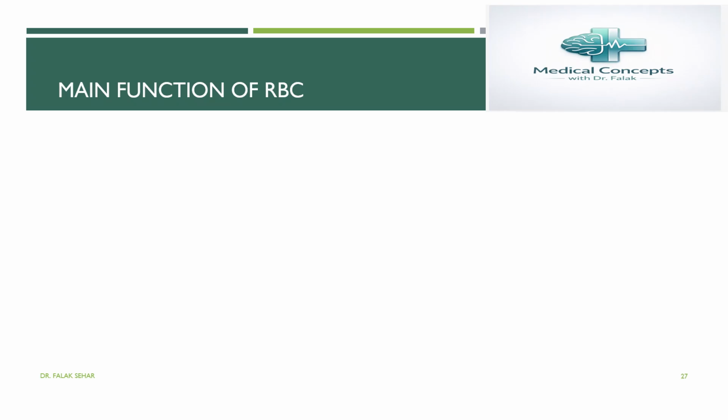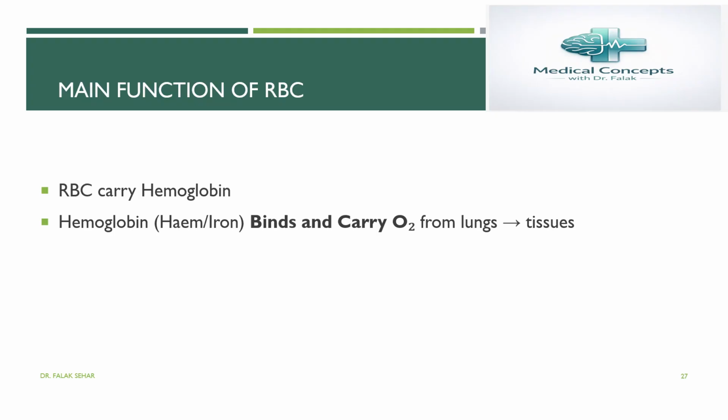Now coming to the functions of the red blood cell. The primary function of red blood cells is to carry hemoglobin. Hemoglobin contains heme, which has iron, and this allows it to bind oxygen. This hemoglobin then carries oxygen from the lungs to the tissues where it is released for cellular use. So essentially red blood cells act as a carrier and hemoglobin is the molecule that actually performs oxygen transport.